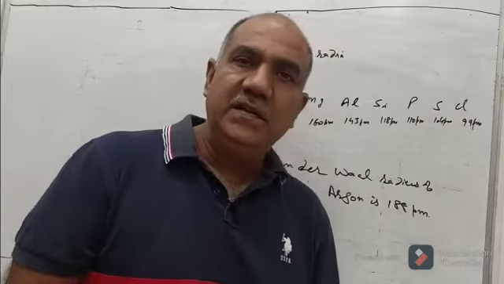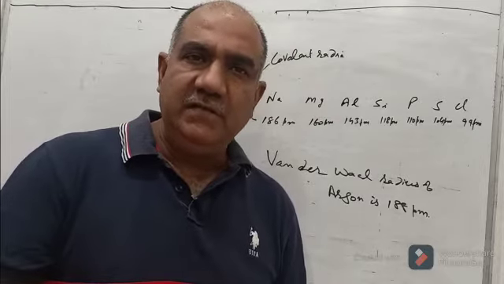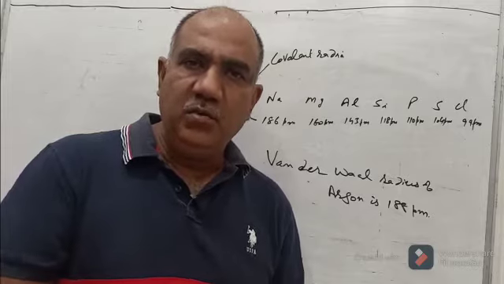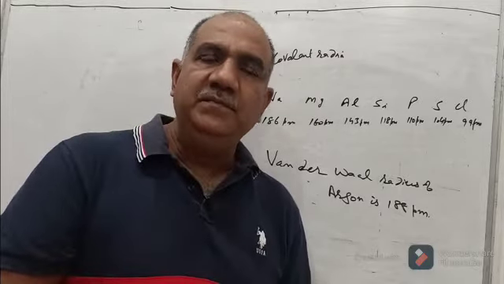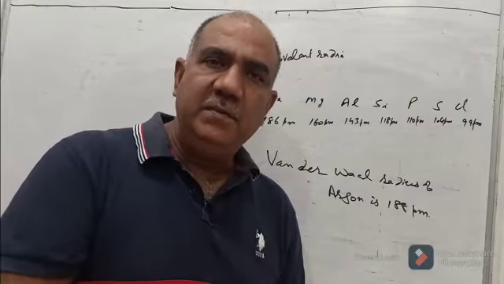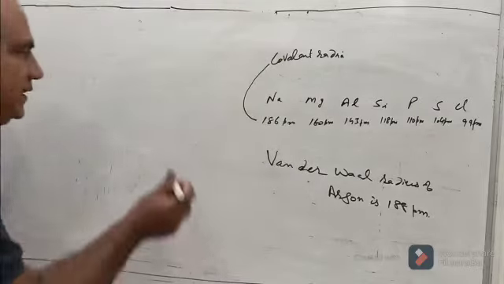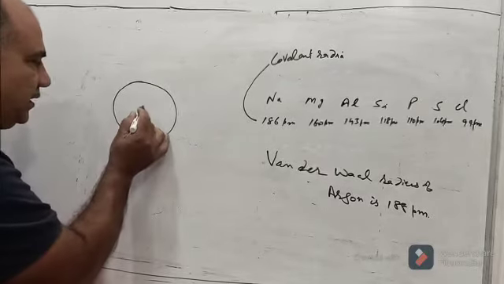Hello students, in this class we are going to study how the atomic size varies when we move across a period in a periodic table, how atomic size moves when we move across a period in a periodic table, and why it so happens. Before that, let us try to understand what is the meaning of atomic size or atomic radius.